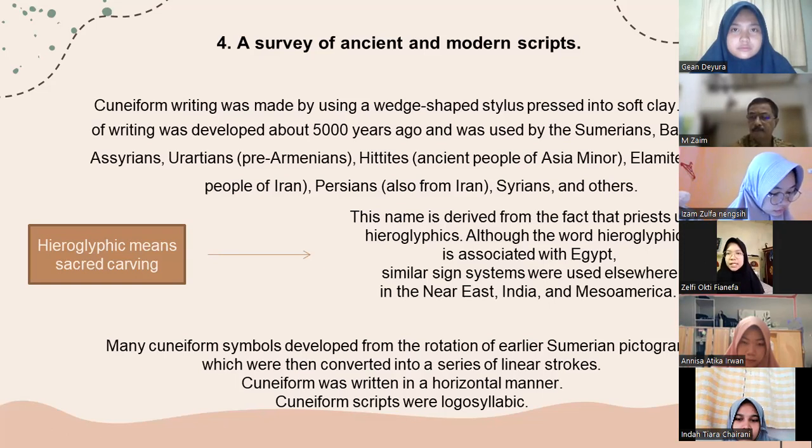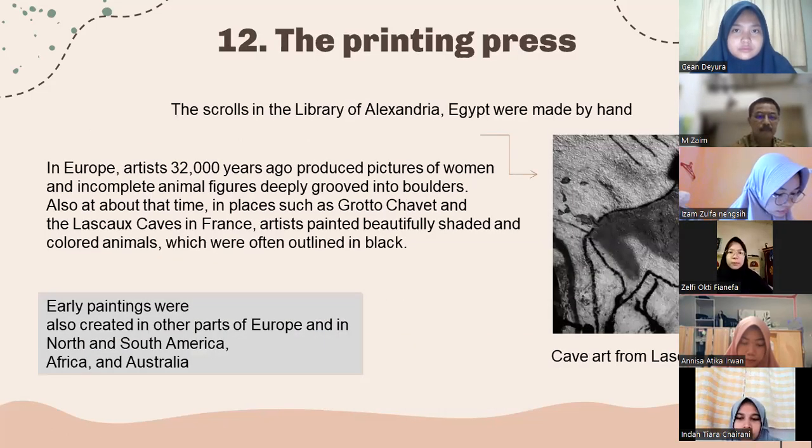Next I will explain about the printing press. The scrolls in the Library of Alexandria, Egypt, were made by hand. In Europe, artists 32,000 years ago produced pictures of women and incomplete animal figures deeply grooved into boulders. Also, at about that time, in places such as Grotte Chauvet and the Lascaux caves in France, artists painted beautiful shaded and colored animals, which were often outlined in black.